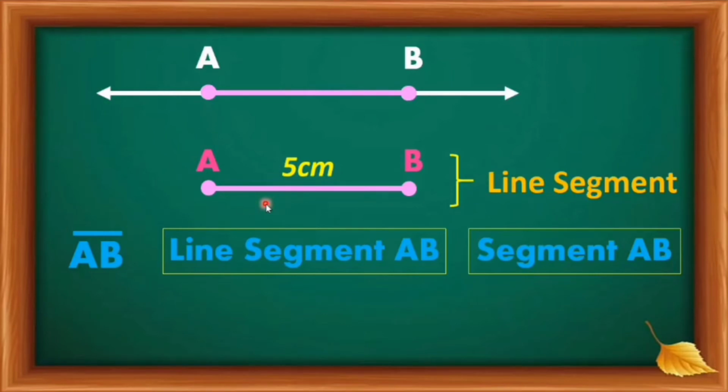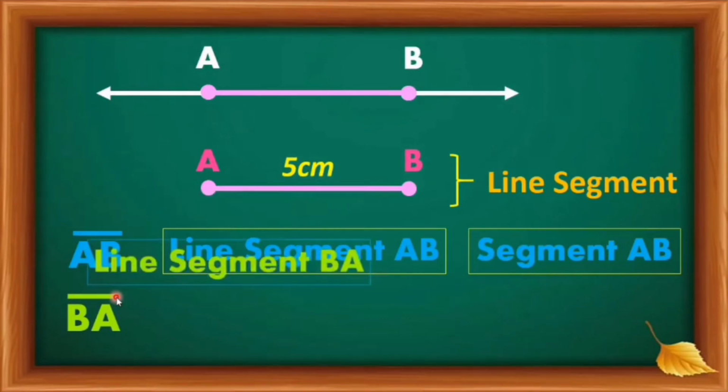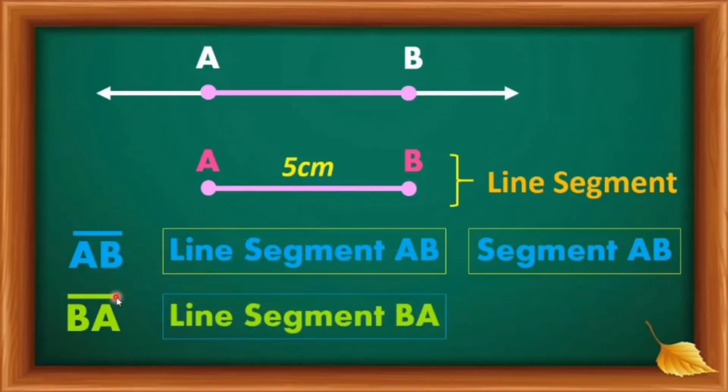Another question, can we also name this line segment starting at point B? Yes, we can actually name this line segment as line segment BA. Just like this one, two capital letters B and A with a symbol of line segment above, and this can be read as line segment BA or simply segment BA.